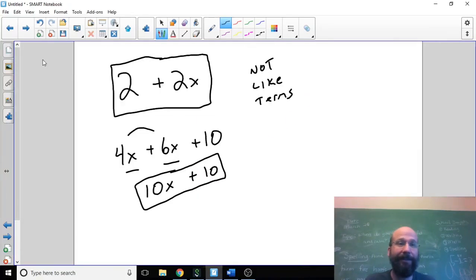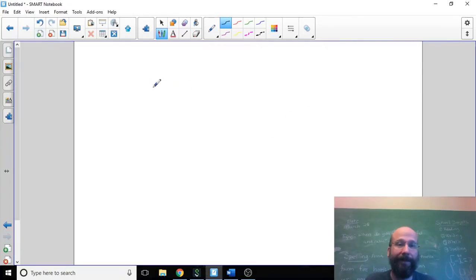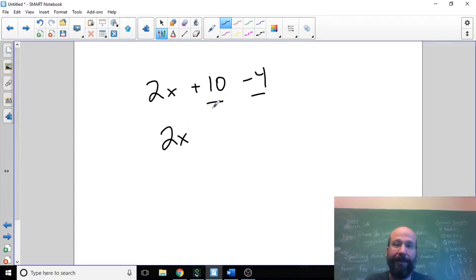We can do the same thing with a problem like 2x plus 10 minus 4. This one has the variable and these don't. These are just numbers, so these are like terms. There's nothing to do with the 2x, but 10 minus 4 is 6, and this would be our final answer.